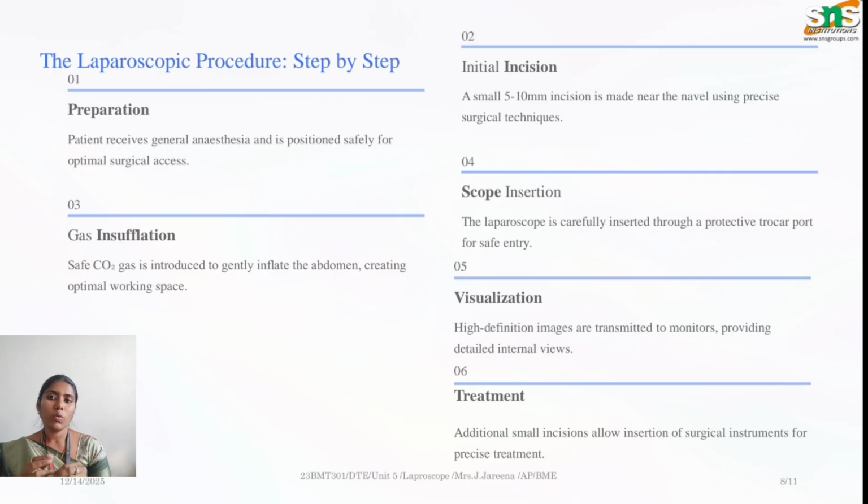And then the second step, we will make a small incision, about 5 to 10 mm. We will do it with precise surgical techniques. And once the incision has been made, we will go with gas insufflation by sending CO2 gas, which helps to expand the abdominal cavity, so that with the help of the light source and the lens system, we can visualize the internal organs of the abdomen very clearly.